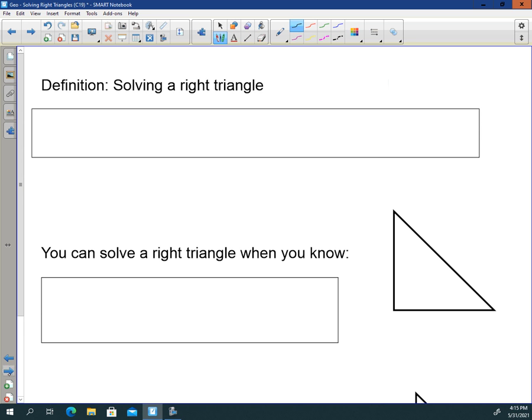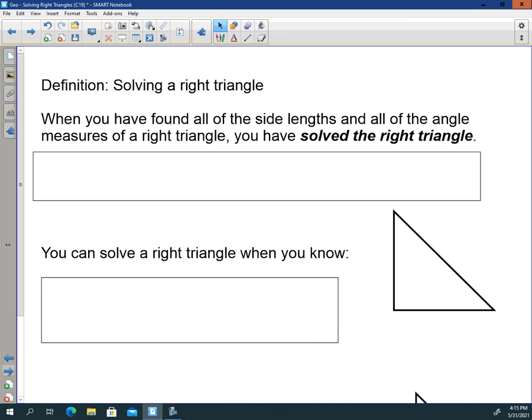So here we go. When you're going to solve a right triangle, you're doing something specific. The definition of that is when you have found all of the side lengths and all of the angle measures of a right triangle, you have solved the right triangle. If you're taking notes, now might be a good time to pause and write this down. I'm trying to make this video go a little bit faster, so I'm not writing everything out. When you have found all of the side lengths and all of the angle measures of a right triangle, you have solved the right triangle.